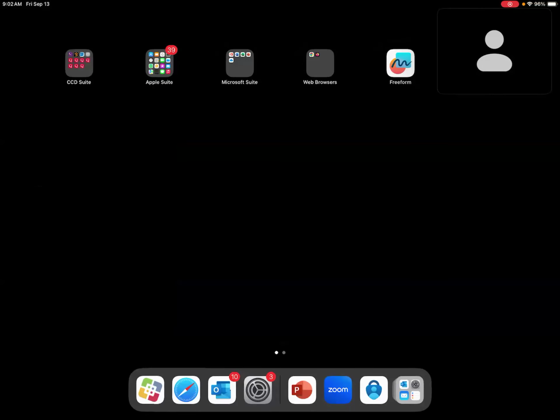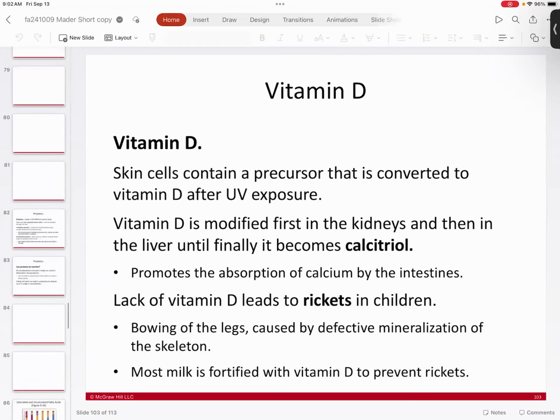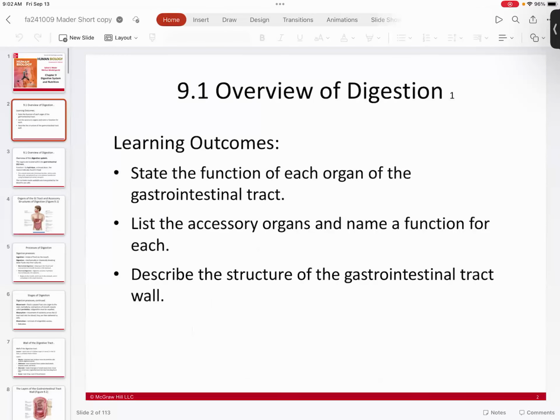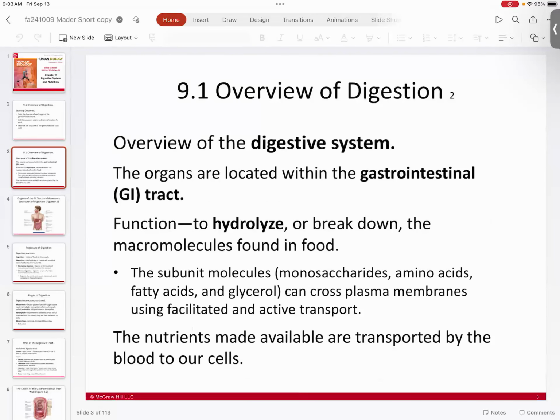Okay, so this is going to be chapter 9. For the next several hours, we're going to be working on the digestive system and nutrition. So let's go ahead and start off by getting our intro in here on the digestive system.